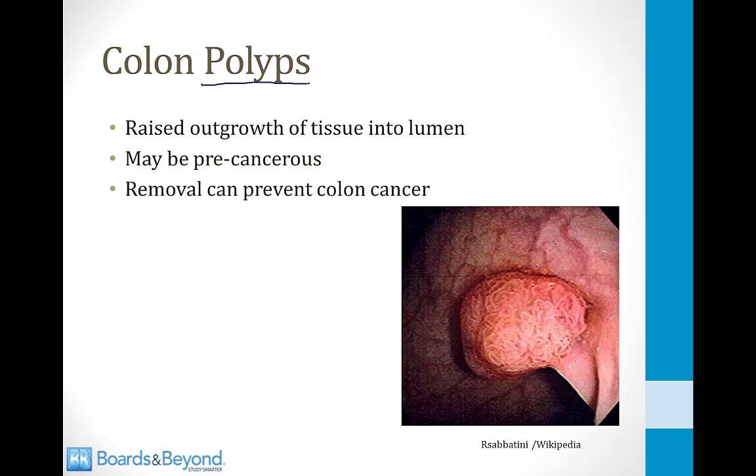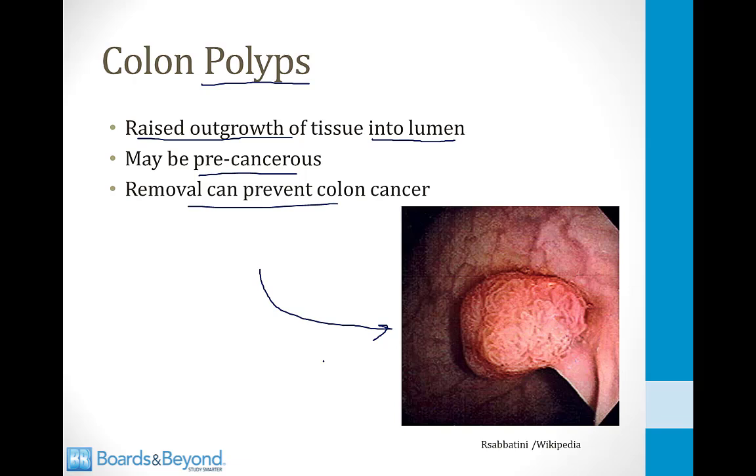So a polyp in the colon is a raised outgrowth of tissue that sticks out into the lumen of the colon. And some polyps are precancerous, and if they can be identified before they develop into cancer, removal can prevent colon cancer. And this is a picture of what a colon polyp can look like on a colonoscopy.